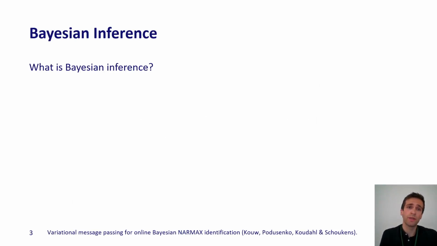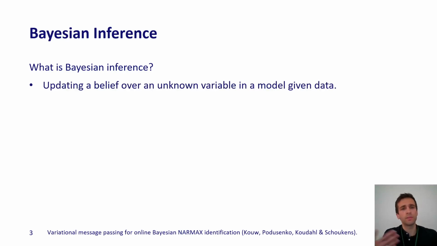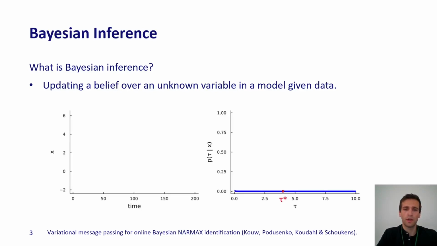Now you might ask, what is Bayesian inference? It's about updating the belief over an unknown variable in a model given data. So I've got an animated example here. On the left you'll see a random walk with Gaussian distributed increments with some unknown precision parameter, and on the right you'll see first of all, an uninformative prior for tau, the precision parameter. It's flat. We have no a priori knowledge that any value of tau is more likely than others. And what you're going to see is that as data streams in, this distribution is going to concentrate on the true value of tau.